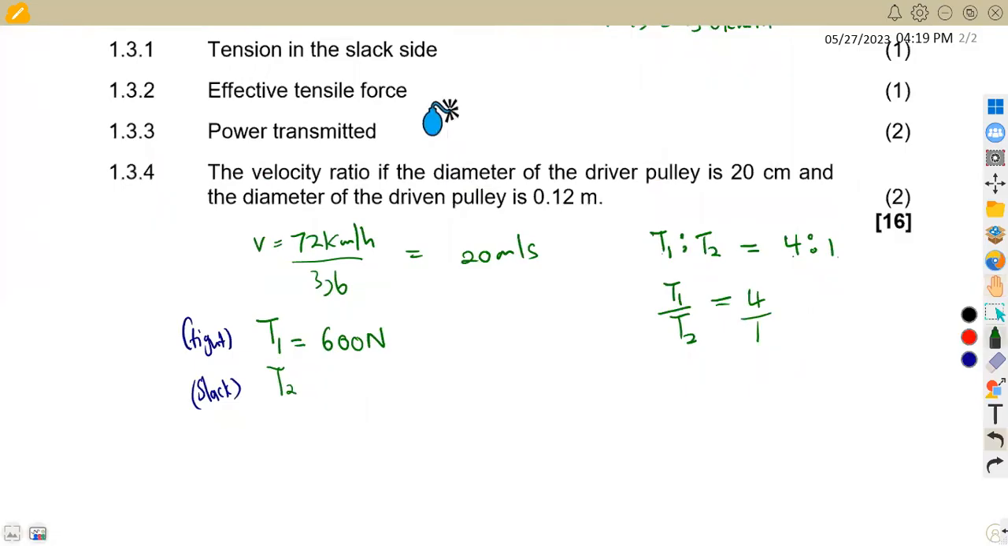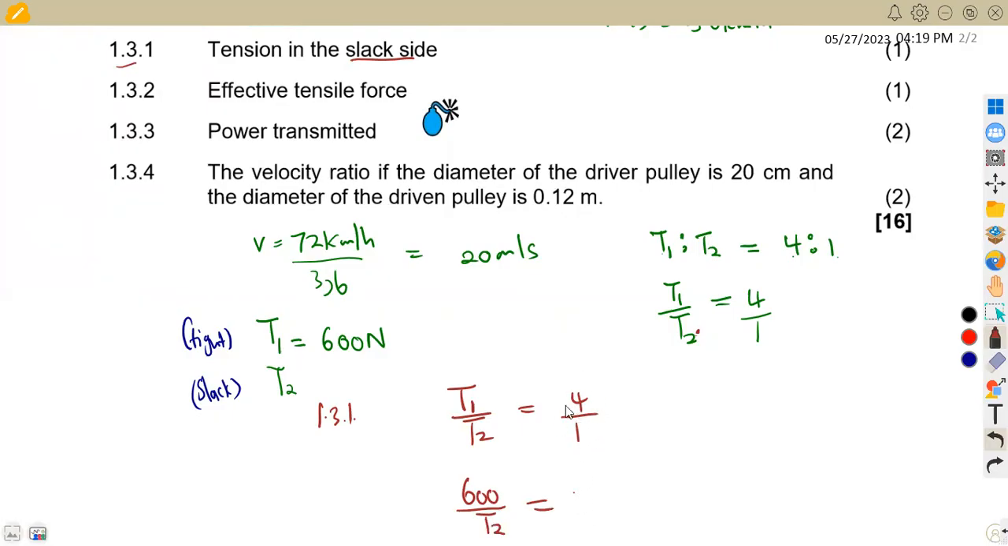Okay, so how can we calculate the tension from the slack side in this case? Okay, so using the ratio that we have got here, we can make T2 the subject, or we can just substitute our information, guys, as it is, because we know that T1 over T2 is equal to 4/1. So you can just substitute T1. We have got our tight side, which is 600. So this is going to be 600 over T2, which is equal to 4/1.